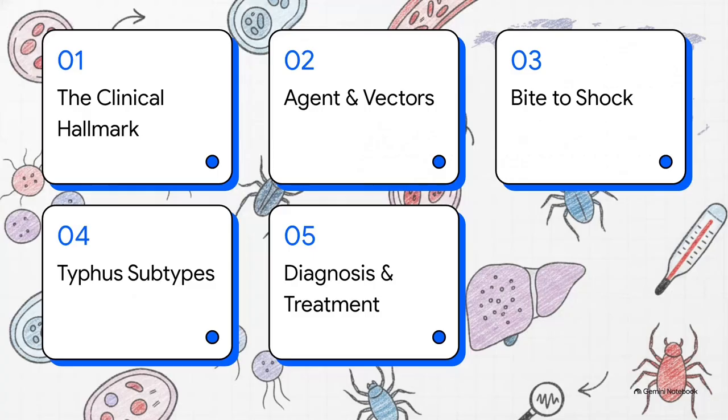Here's our quick roadmap for the explainer. Number 1, the clinical hallmark. 2, agent and transmission vectors. 3, pathogenesis from bite to shock. 4, differentiating typhus subtypes. And finally, 5, diagnosis and treatment.